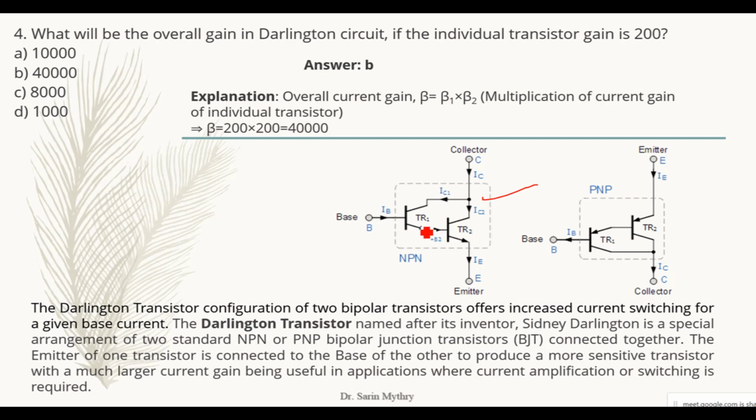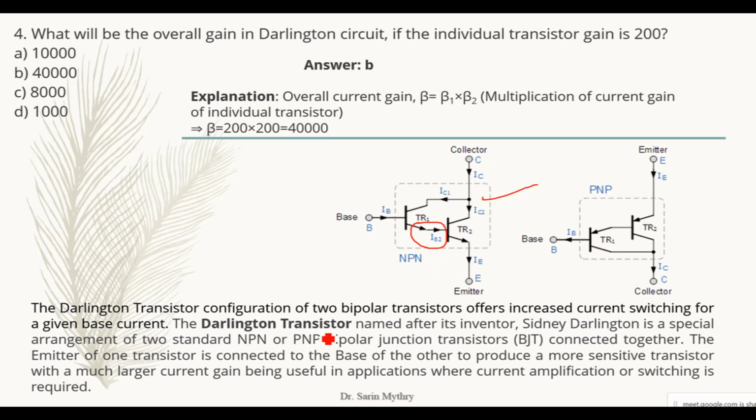So these kinds of combinations we call a Darlington circuit combination. And the outputs, both the collector currents, are connected at one particular point, and it will be termed as the IC value. So see now, a Darlington transistor configuration of two bipolar transistors offers increased current switching for a given base current. Why? Because this particular transistor has its own base current, and another current is flowing from the emitter to the other transistor. So now it will have an increased switching current. The switching current has been increased here.